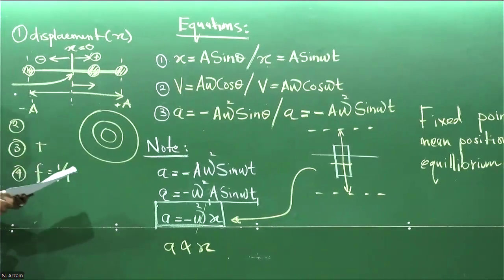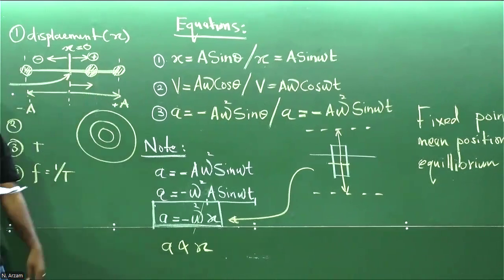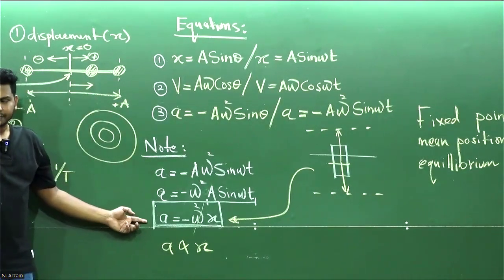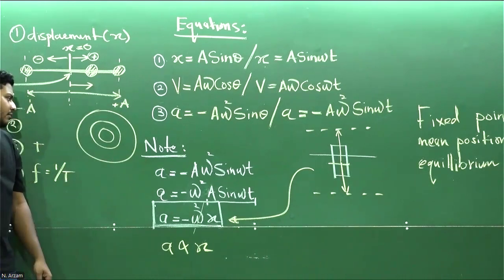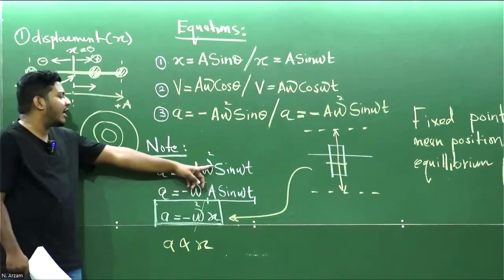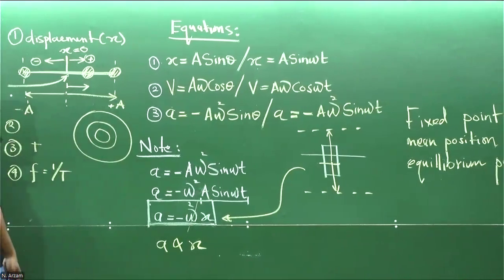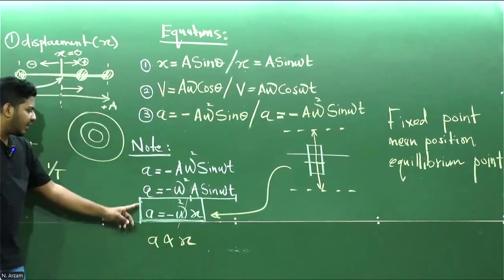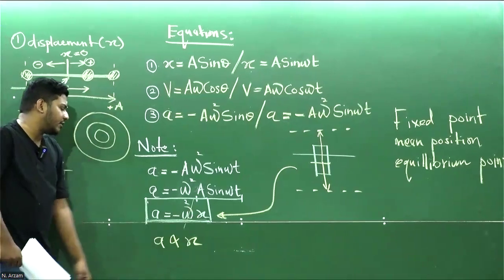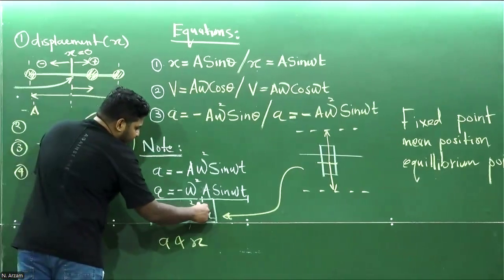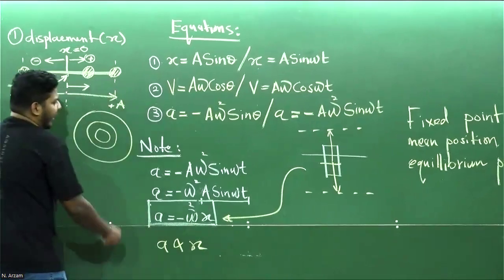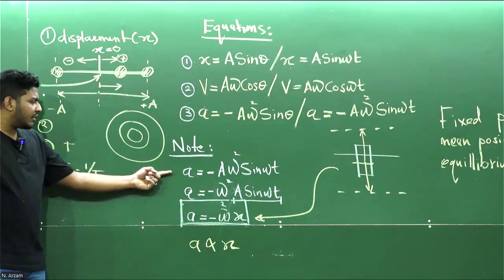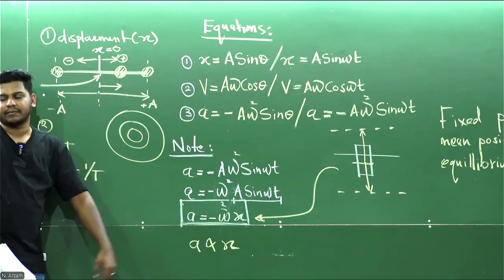So take out your exercise book and write down this note now. Note: a is equal to minus A omega square sine omega t. a is equal to minus omega square A sine omega t. a is equal to minus omega square x. Write this equation in your exercise book. These three.